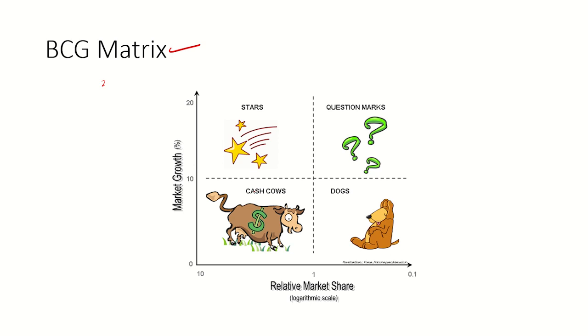Now BCG stands for Boston Consultancy Group, and this model has four quadrants, and this is basically used to analyze the position of a given product or a business unit in the industry. Now the four quadrants that are there are the stars, next is the question mark, then the cash cow, and last is the dogs.